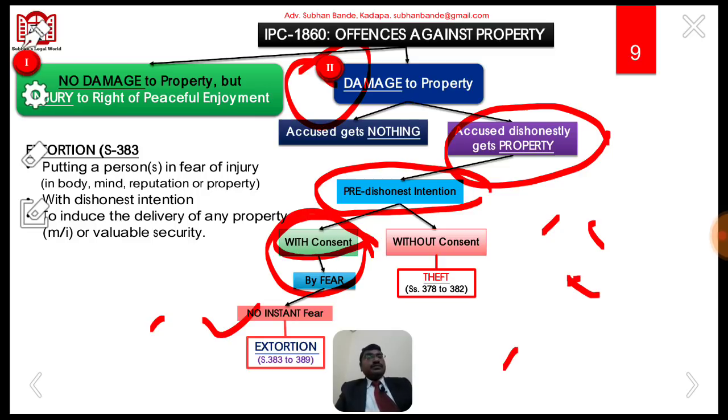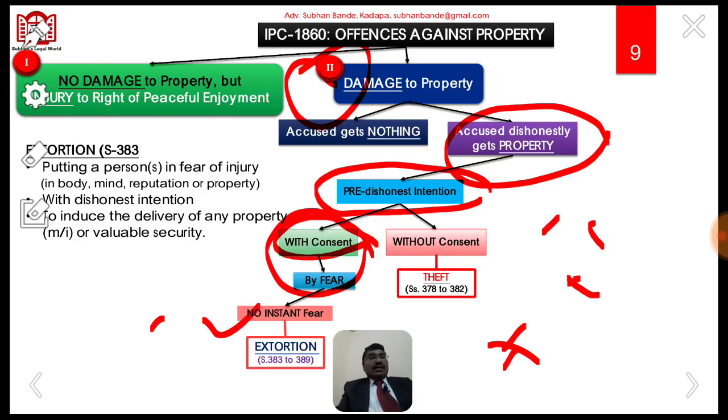The accused puts a particular person, that is the victim, in the fear of injury to his body, to his mind, to his reputation, to his property, or he puts the relatives, friends, or any other person who has interest with the victim in the fear of injury in body, mind, reputation, or property. It is the first ingredient.